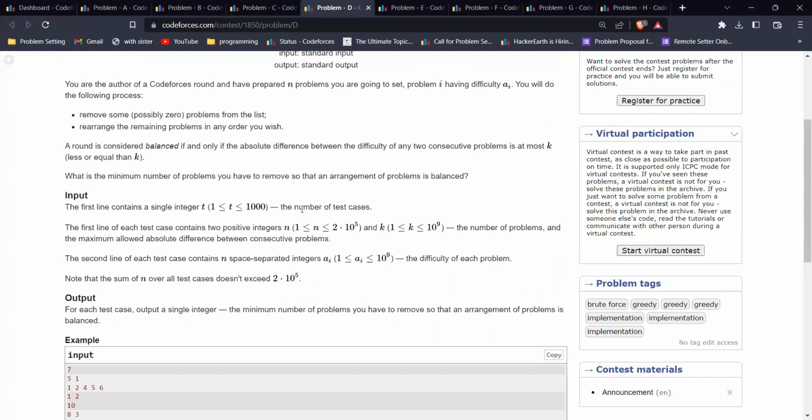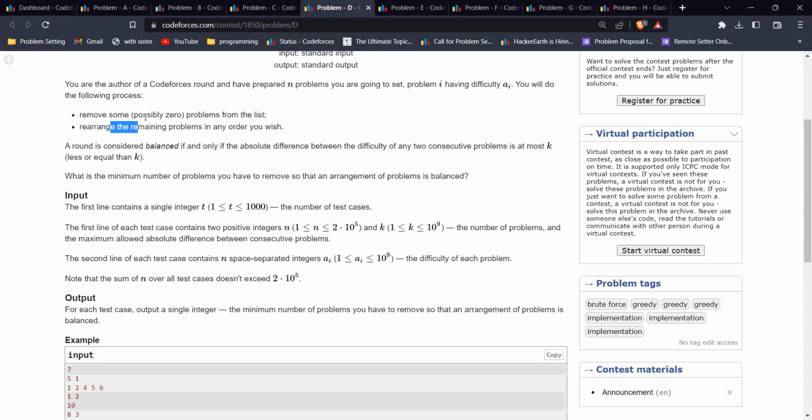So this is the fourth problem. In this problem, we're given that we are one of the authors of a Codeforces Round, and we have prepared n problems, and we are going to set problem i having difficulty a_i, and we will do the following process: remove some problems from the list, and it is possible that we remove none of the problems, that is 0 problems from the list, and we can rearrange the remaining problems in any order we wish.